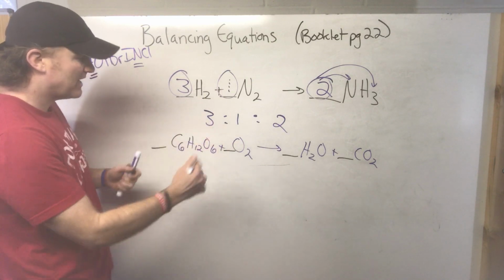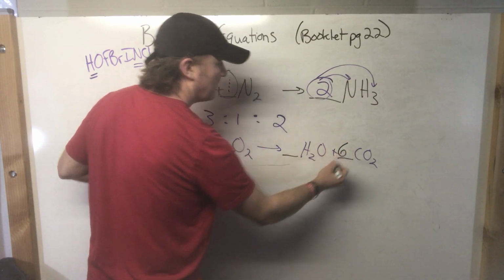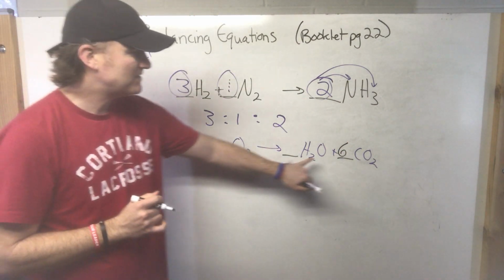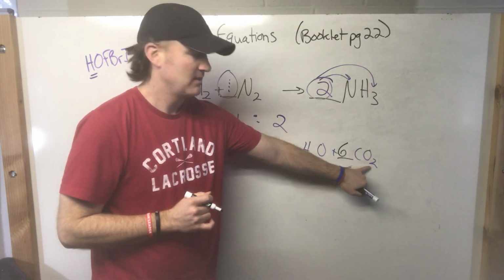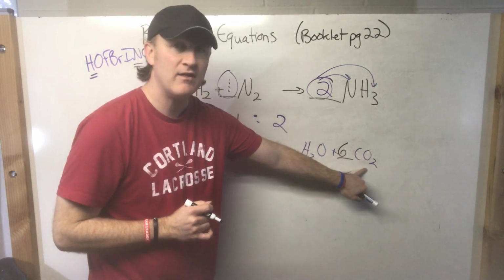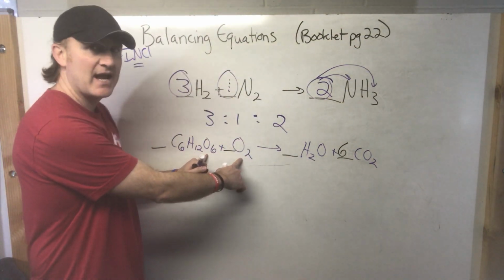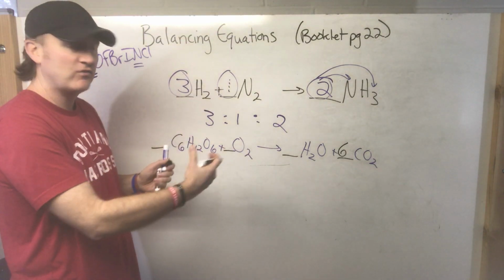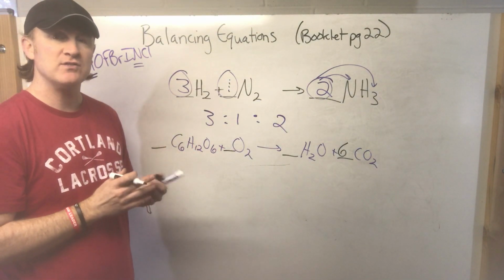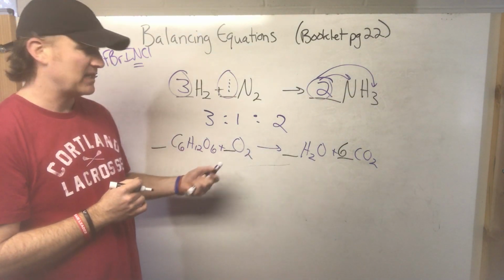So if we just guess around, I have 6 carbons here, so let's just play around. If I put a 6 there, now I have 6 carbons, that's good. But what that does is now that changes my oxygen. So now I have 1 oxygen plus 6 times 2 is 12 oxygens. That makes 13, but over here I had 8. So again, as you go back and forth, I mentioned in the beginning of this video that when you balance equations, it's often a guessing game. Once I do one number, I have to come back and guess something else.